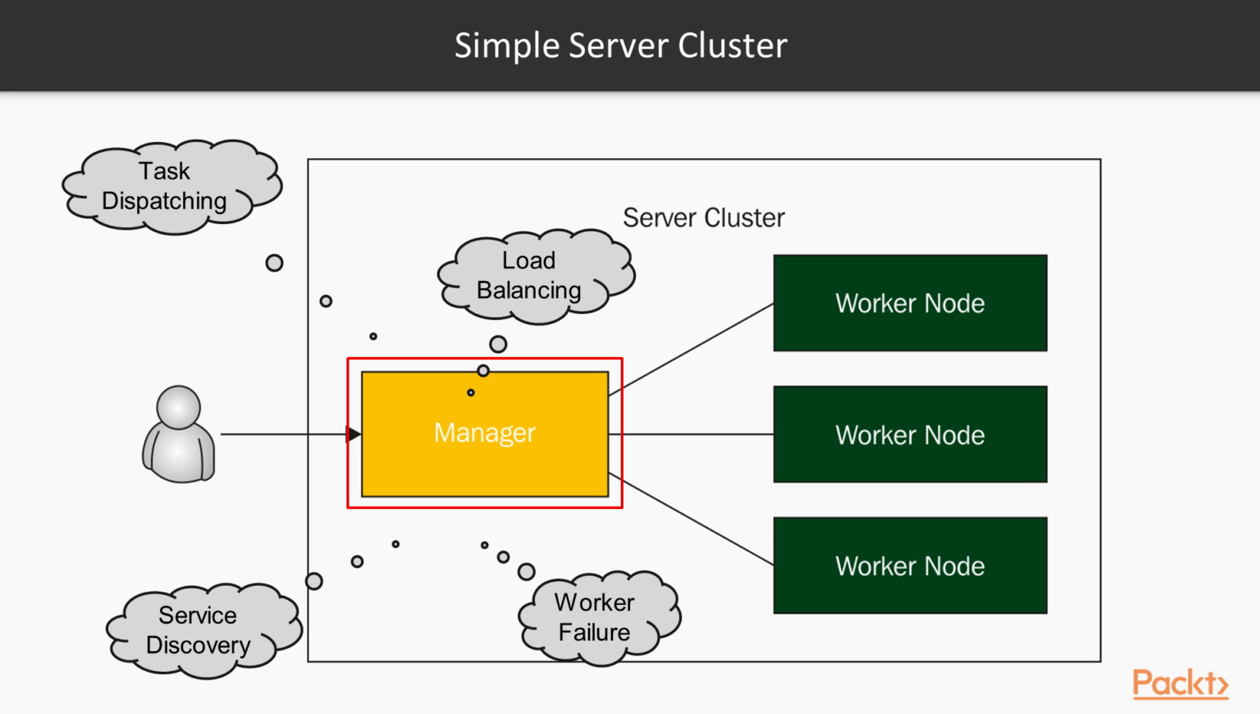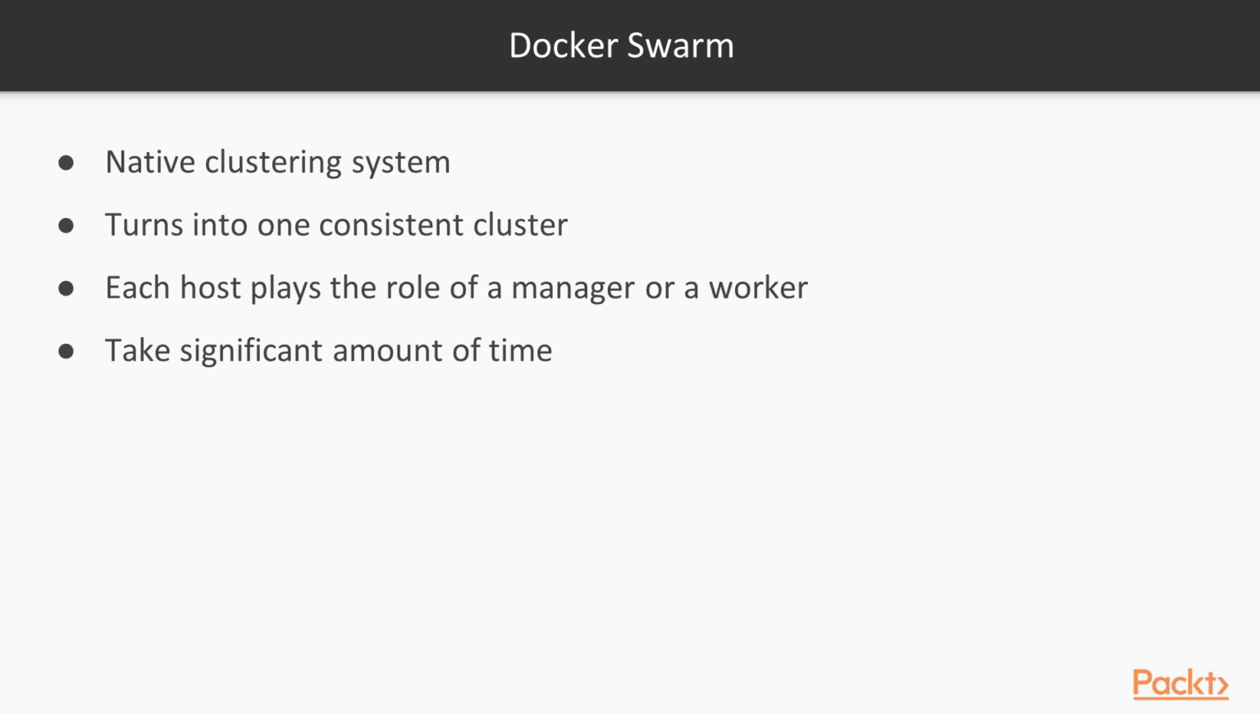Docker Swarm is a native clustering system for Docker that turns a set of Docker hosts into one consistent cluster, called a swarm. Each host connected to the swarm plays the role of a manager or a worker. Technically, the physical location of the machines does not matter. However, it's reasonable to have all Docker hosts inside one local network. Otherwise, managing operations can take a significant amount of time.